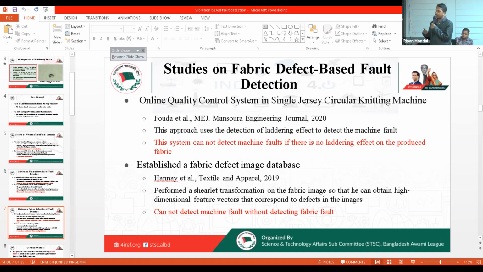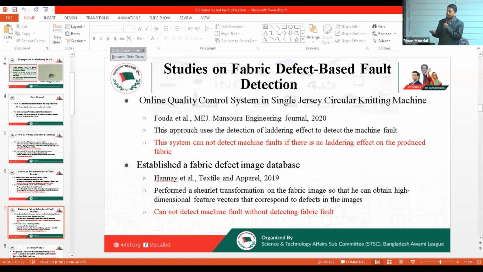The gradient boosting algorithms also perform really decently. So as a conclusion, we can say that our system is much better than the existing system because it instantly detects the machine fault just by using the vibration. And it can also detect the machine fault before any faulty fabric output is produced.